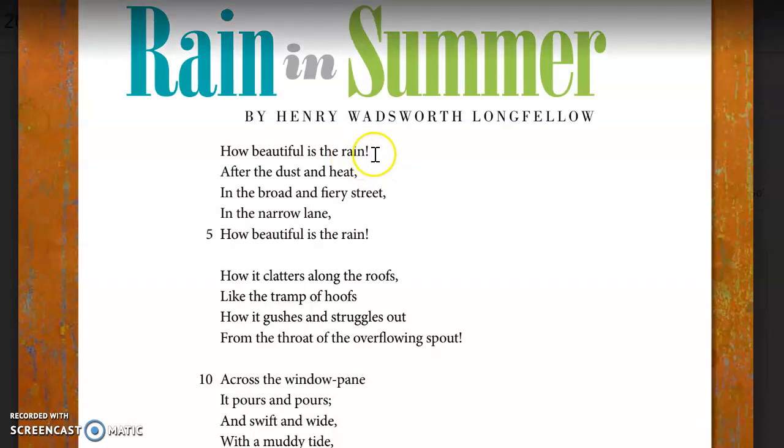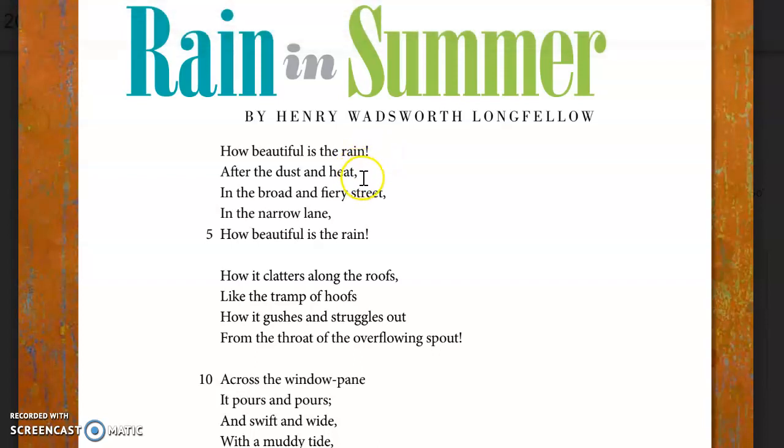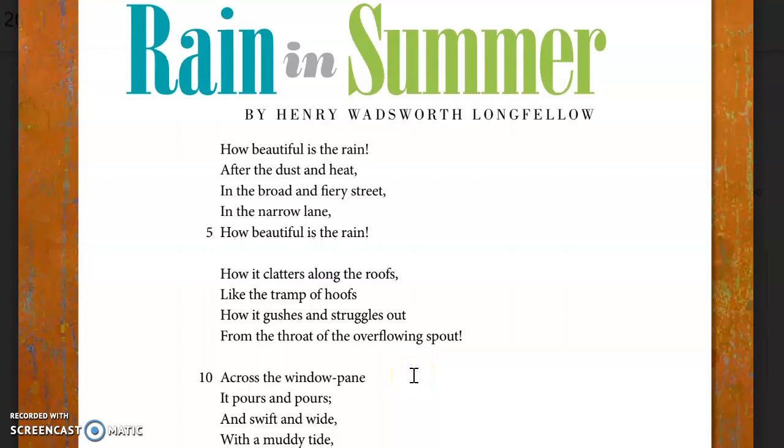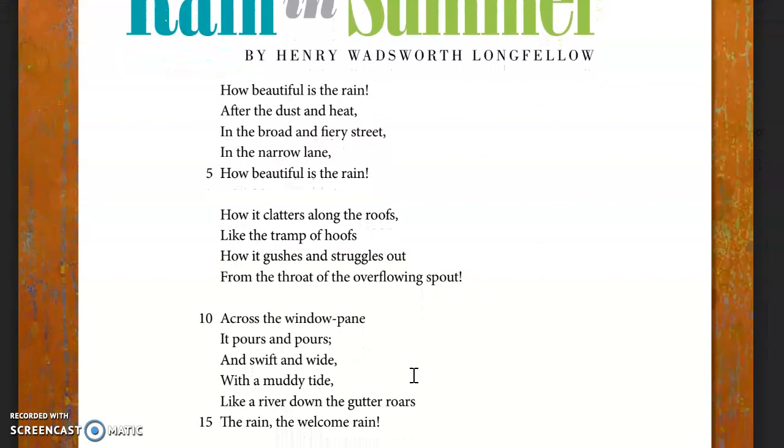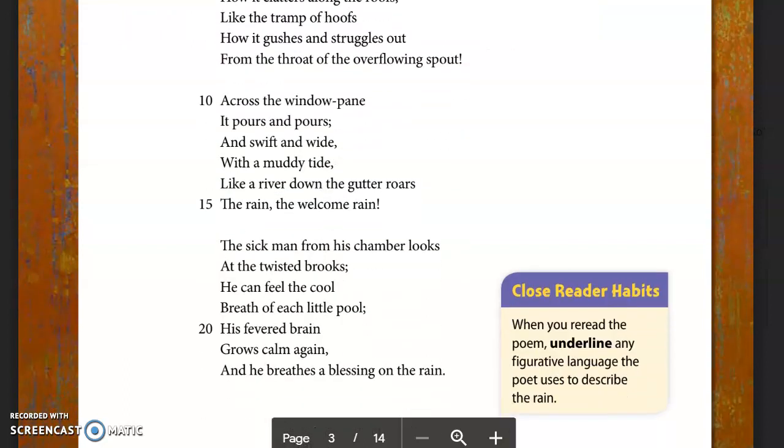How beautiful is the rain after the dust and heat, in the broad and fiery street, in the narrow lane, how beautiful is the rain. How it clatters along the roofs like the tramp of hoofs, how it gushes and struggles out from the throat of the overflowing spout. Across the window pane it pours and pours, swift and wide, with a muddy tide like a river down the gutter's roar, the rain, the welcome rain.